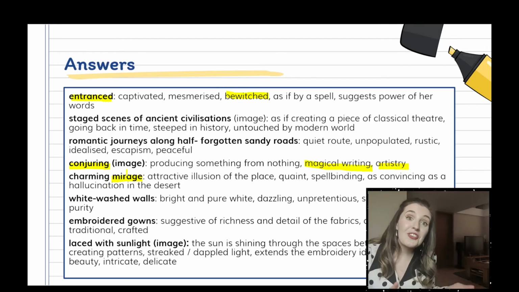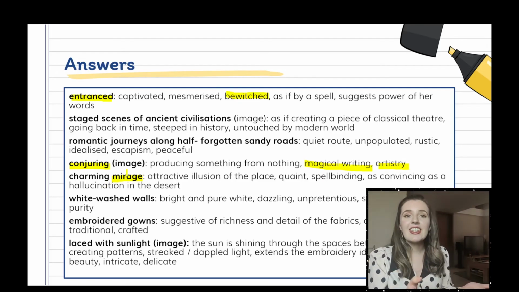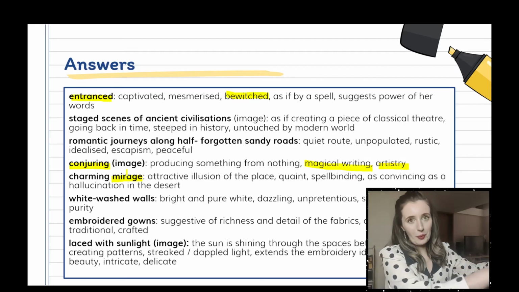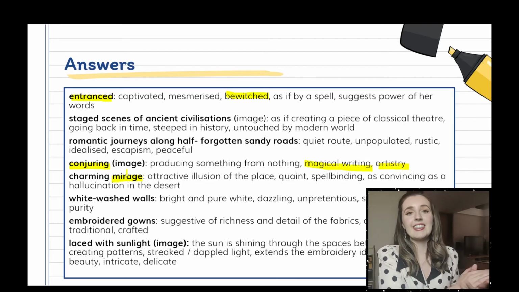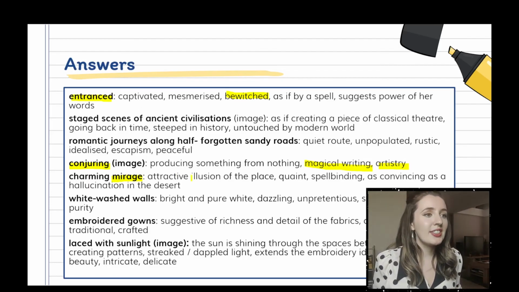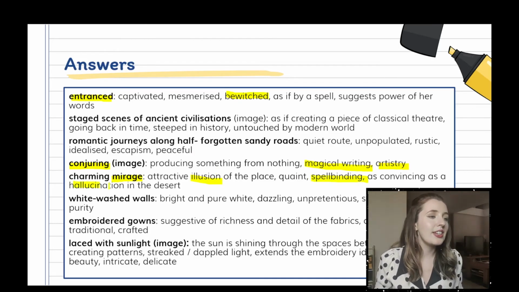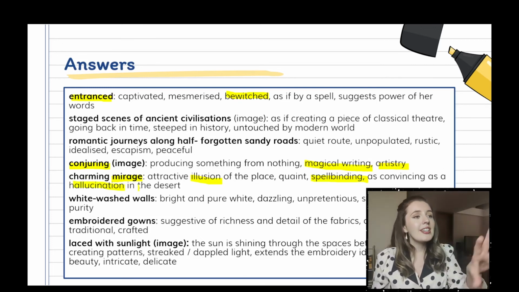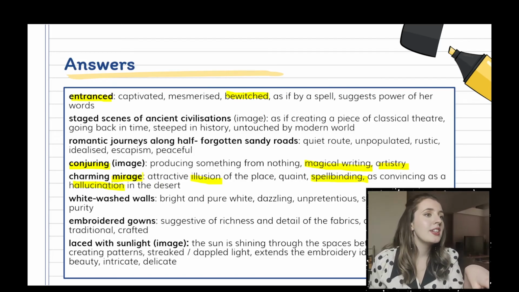Mirage, if you've ever seen those cartoons where you're walking through a desert and you're really, really thirsty, and then in the distance you see wavy lines and a pool of water or the sea in the distance. That's a mirage. So it's suggesting an attractive illusion of the place, that it's quaint, that it's spellbinding, like a hallucination in the desert. So there's one theme, right? You've got the theme of magic in those three words.